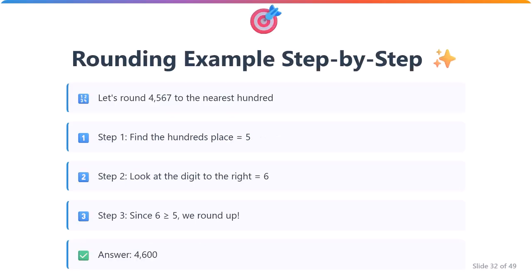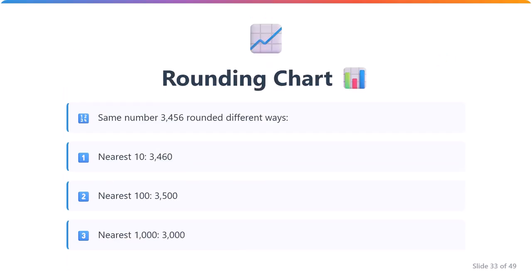Let's round 567 to the nearest 100. Step 1. Find the hundreds place, which is 5. Step 2. Look at the digit to the right, which is 6. Step 3. Since 6 is greater than or equal to 5, we round up. The answer is 600. Look at this handy chart showing the same number rounded different ways.